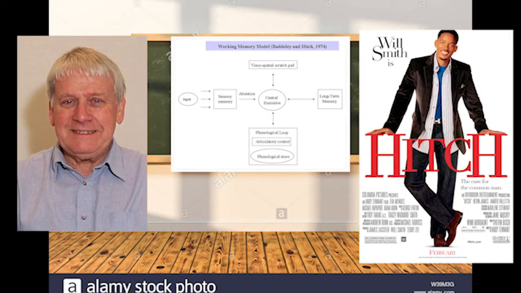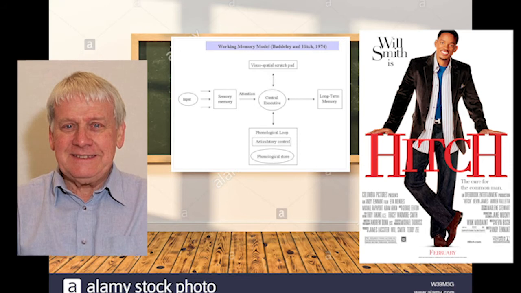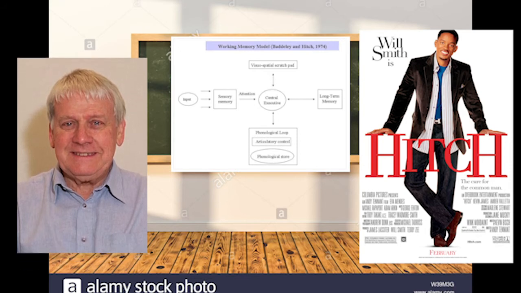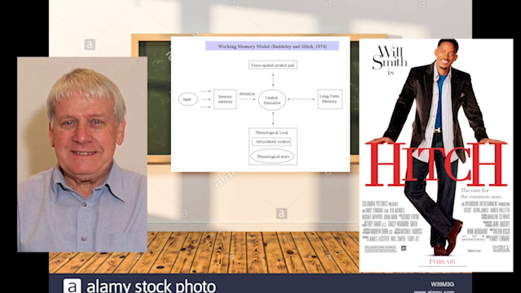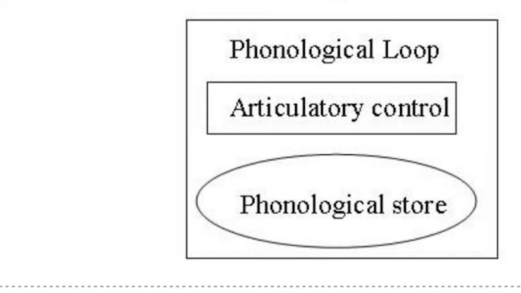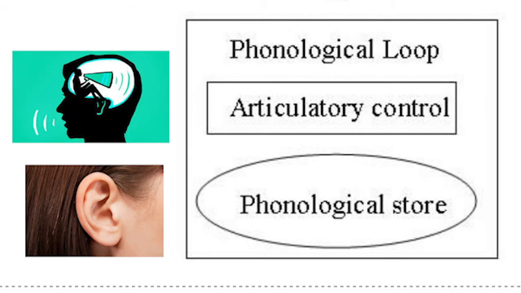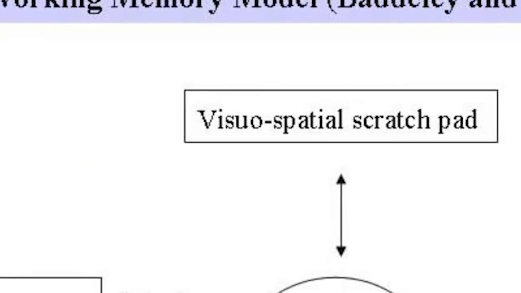The main point of the working memory model is that it suggests short-term memory actually consists of multiple stores, not just one. This means we can look at these confusing words in a much simpler way. The phonological store becomes the inner ear, the articulatory control becomes the inner voice, and the visuospatial scratchpad becomes the inner eye.